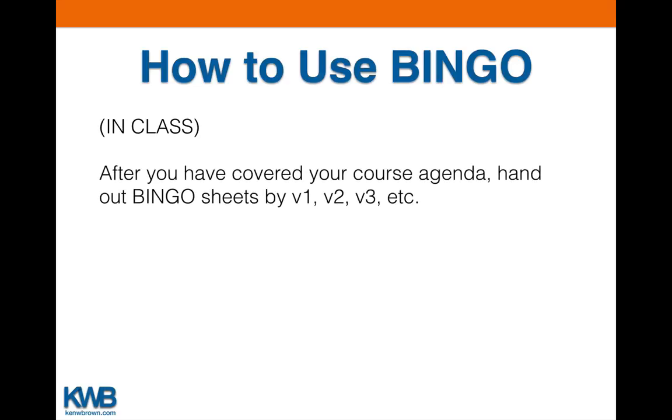Once you're in the class, the first thing you need to do is hand out the bingo sheets. I would recommend that after you've done your initial introductions and gone through the course agenda, talking about your plan for the day or for the course, that's when you hand out the bingo sheets and say, by the way, we're also going to be playing bingo. You hand out version one to the first person, the next person in the line or at the table, however your classroom is arranged, gets version two, then version three, version four, version five, and you start back over. That's the way you distribute it pretty evenly across the room.